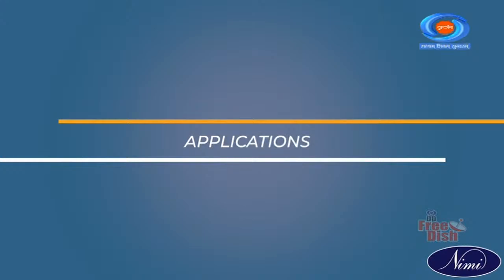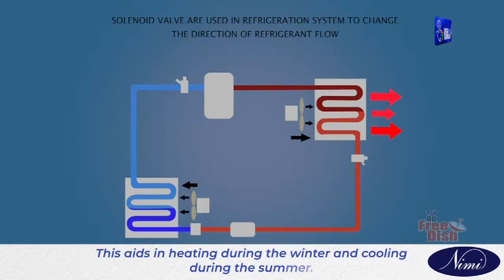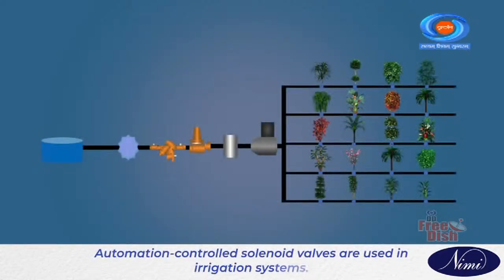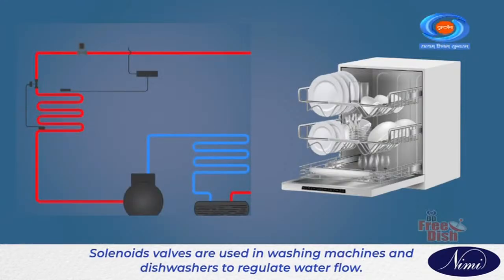Applications. Solenoid valves are used in refrigeration systems to change the direction of refrigerant flow. This aids in heating during the winter and cooling during the summer. Automation controlled solenoid valves are used in irrigation systems. Solenoid valves are used in washing machines and dishwashers to regulate water flow.